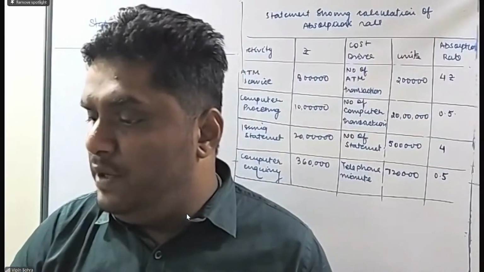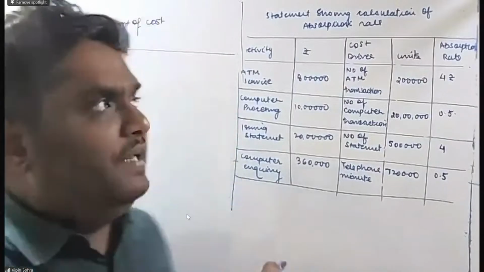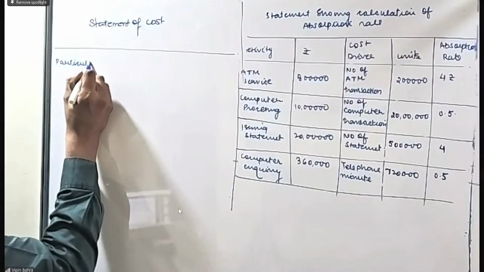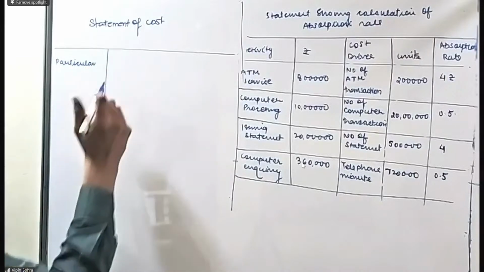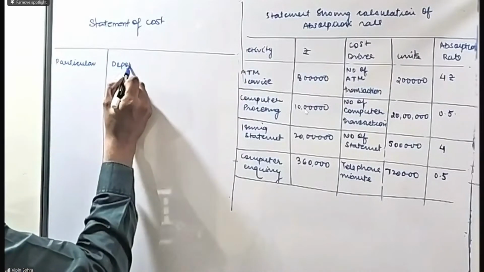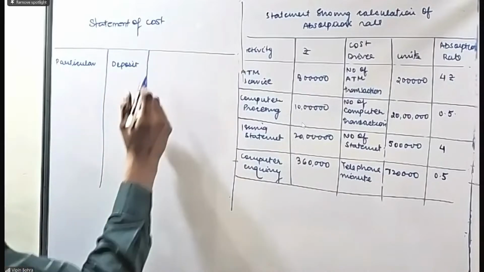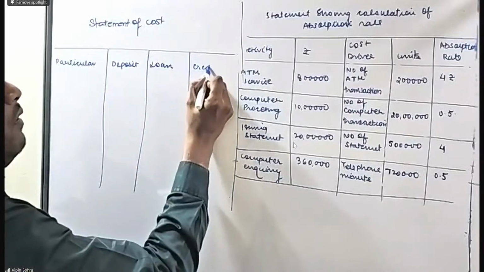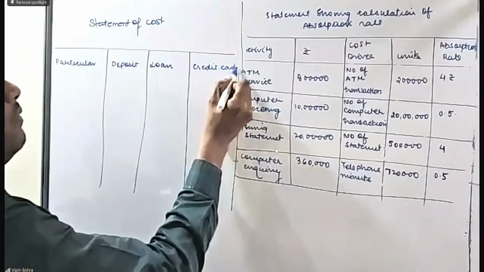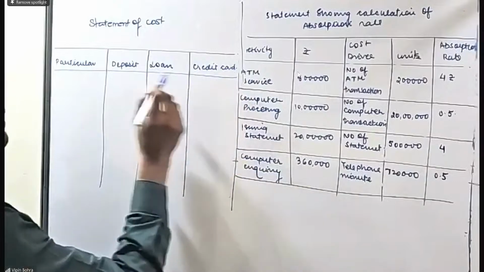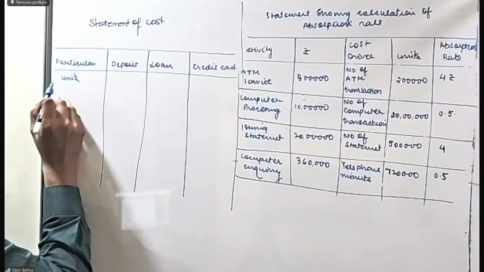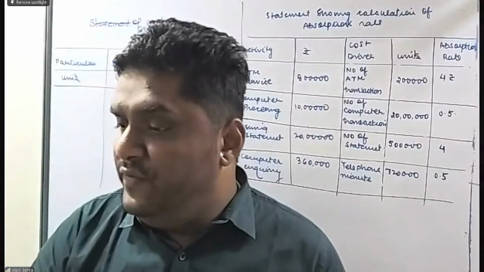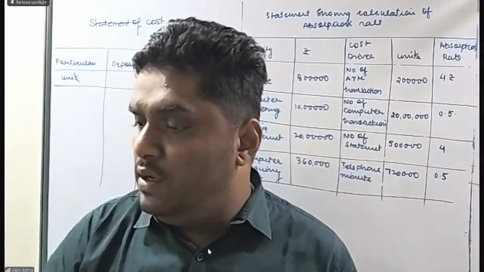Wherein there are total 3 products, that is deposit, loans, and credit cards. So particulars: deposit, loan, and credit card. When talking about the number of units, we can say it is 58,600 deposit accounts.